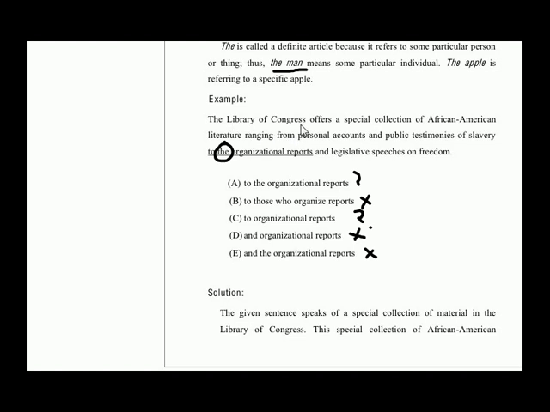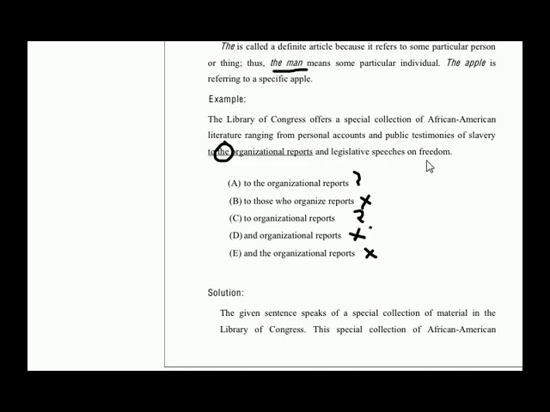So the Library of Congress offers a special collection of this ranging from personal accounts. Now we are saying personal accounts, we are not saying specific personal accounts, so this is a generic one, from personal accounts and from public testimonials. Again, there is no the here. To the organization reports, this the makes it very specific. And moving on to legislative speeches, now there's no the here as well.